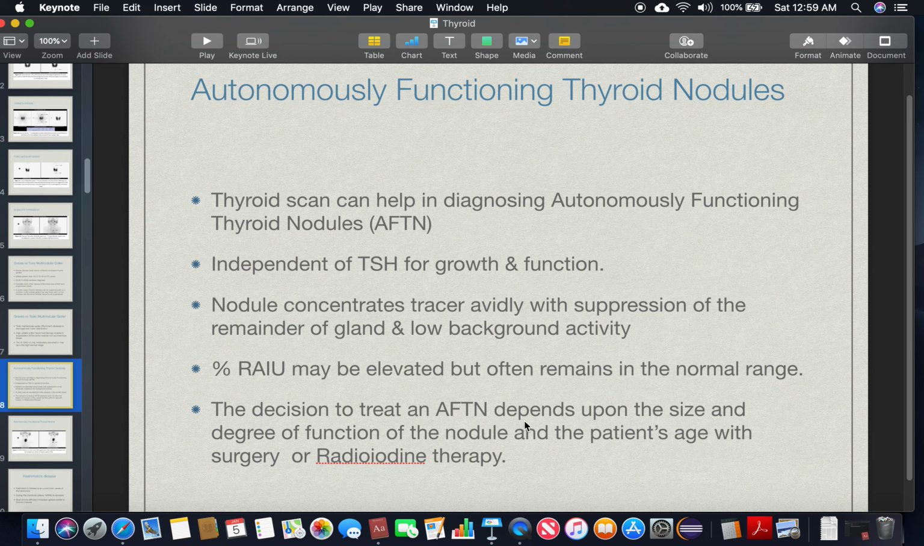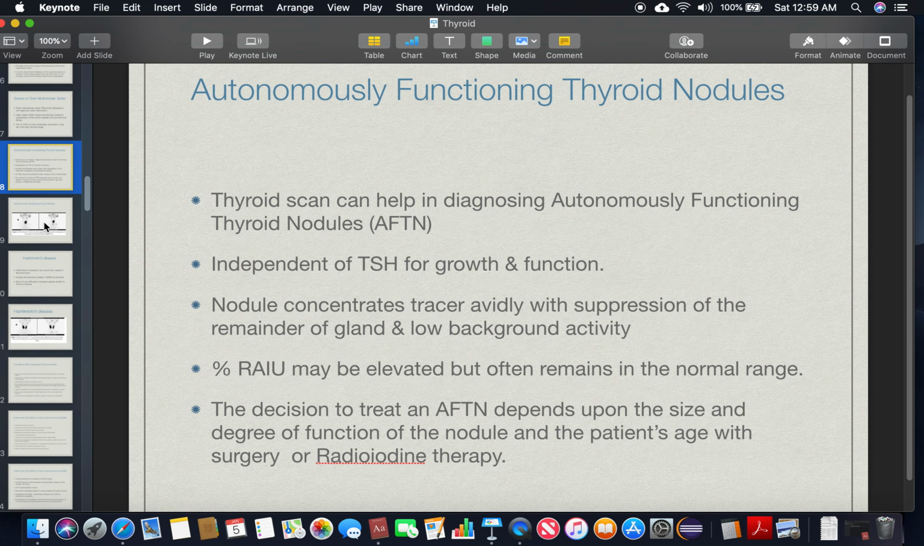I will be briefly talking about the treatment. The decision to treat the autonomous nodule depends upon the size and degree of function of the nodule and the patient's age. I will be touching these topics a little bit later.